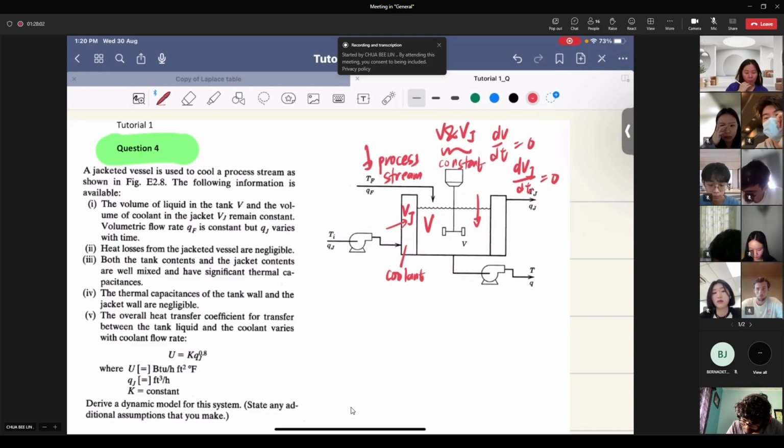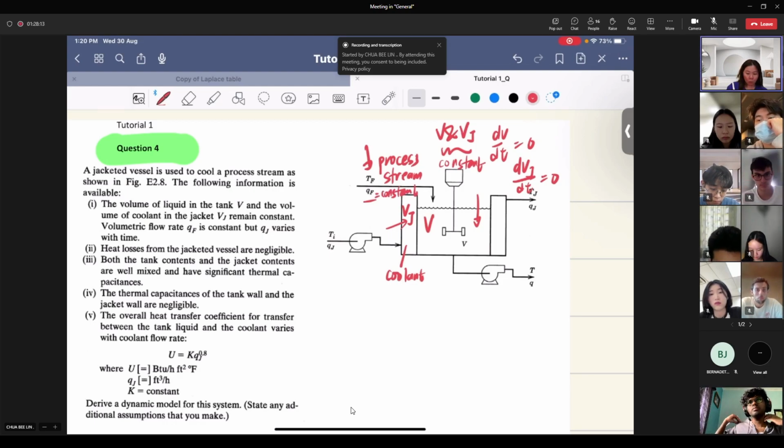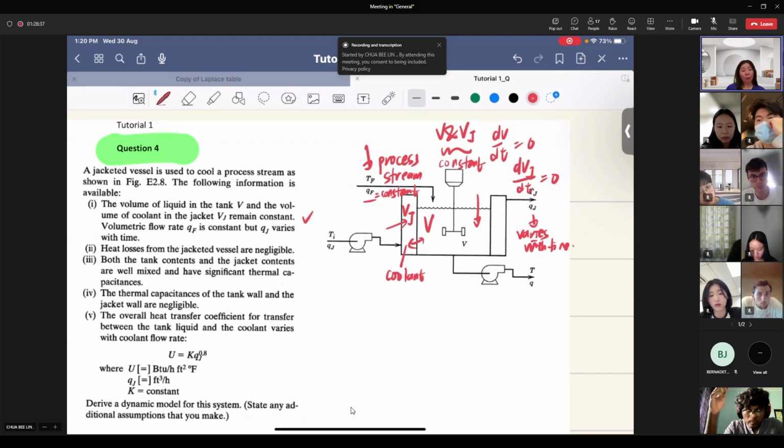Okay, then the volumetric flow rate Q_F is constant, but Q_J varies with time. Okay, this is the first one. Heat losses from the jacketed vessel are negligible, meaning that the heat transfer only involves the hot fluid, which is the process stream, and the cold fluid, which is the coolant in the jacketed vessel. The heat exchange is between these two. There will be no heat loss to the surroundings.